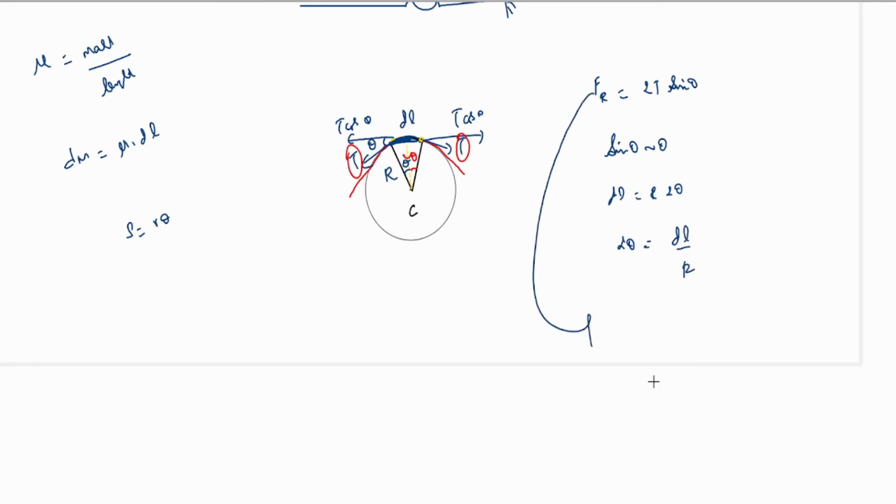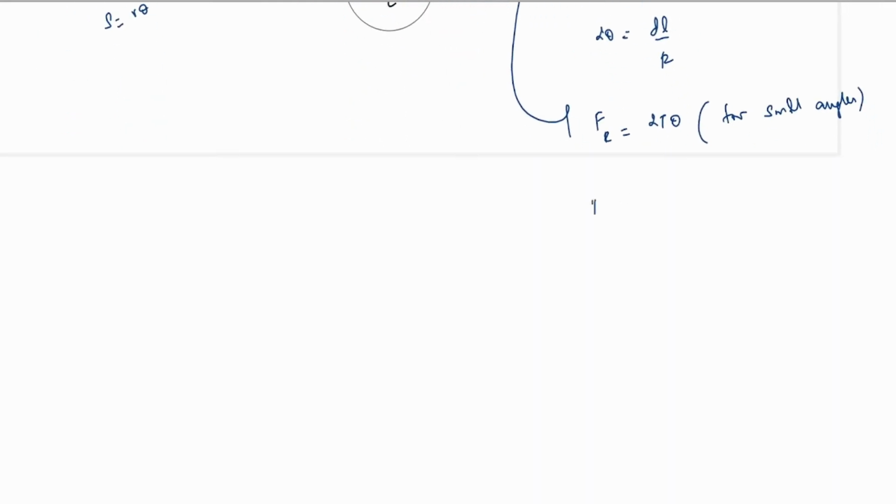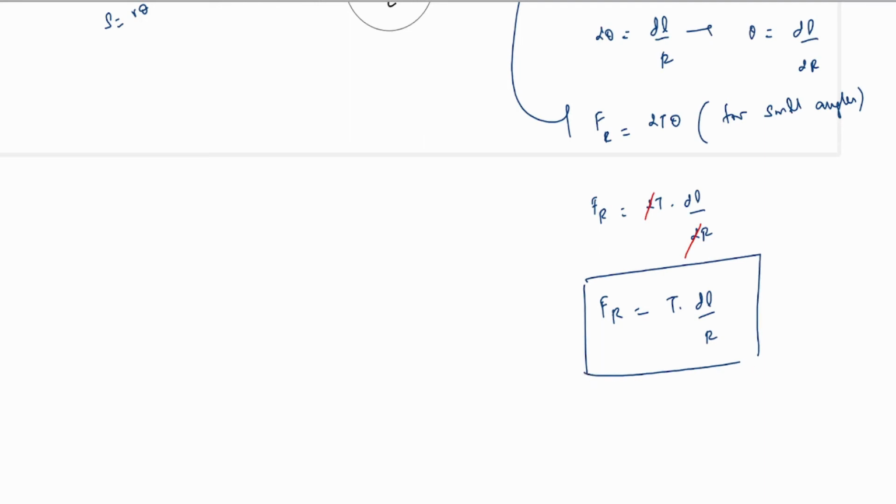When we put it back here, the restoring force is equal to 2T into theta. For small angles, the restoring force 2T theta would be 2T into dl by 2r, because from here theta would be dl by 2r. From this, the 2 gets cancelled, therefore the restoring force would be T into dl by r. This is the restoring force.